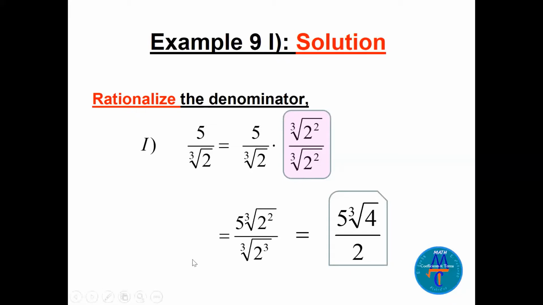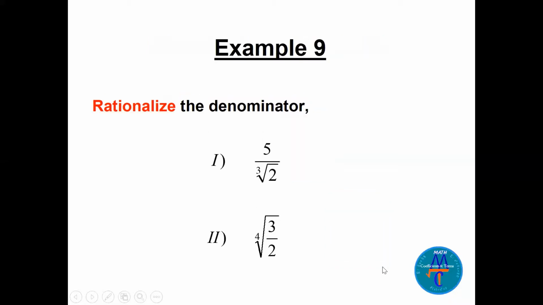So 5 outside, this is 5. Cube root of 4, leave it. Cube root of 2 squared will be cube root of 8, which is only 2. Now, can you try please the last one? 4th root of 3 over 2. What will be the answer if you rationalize the denominator?